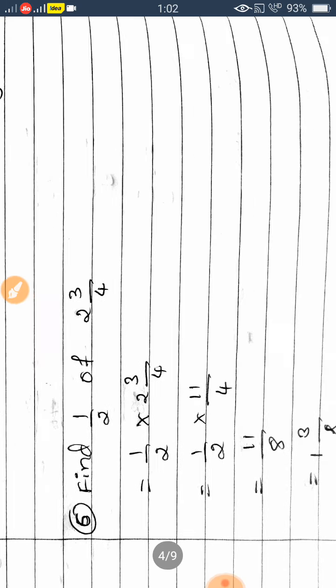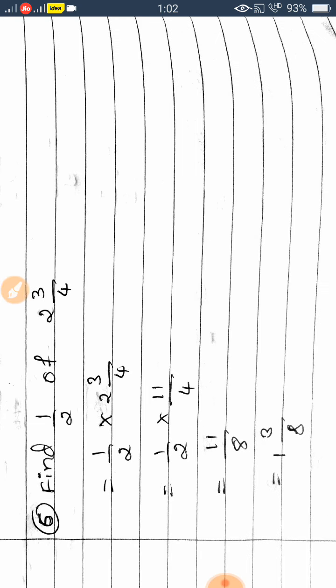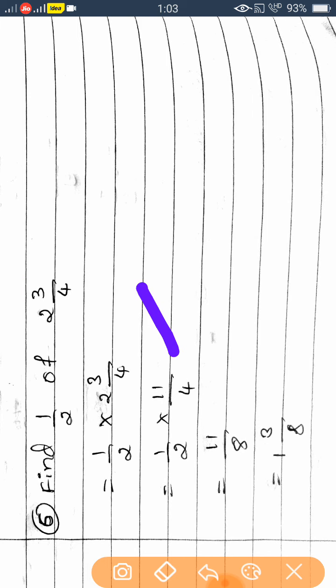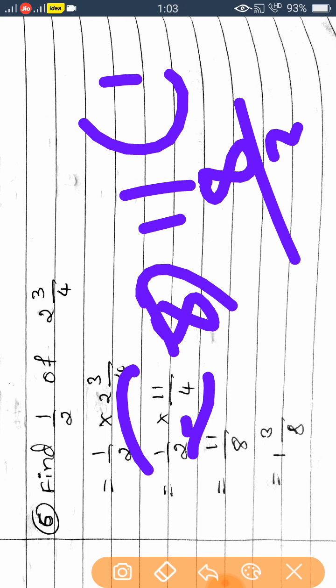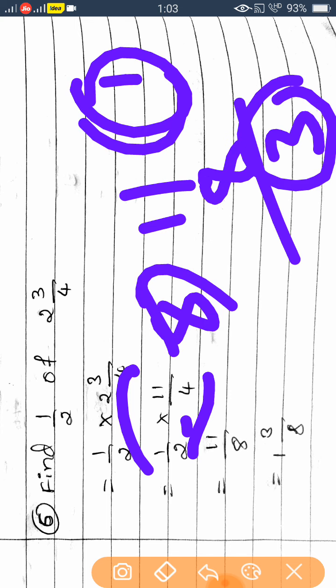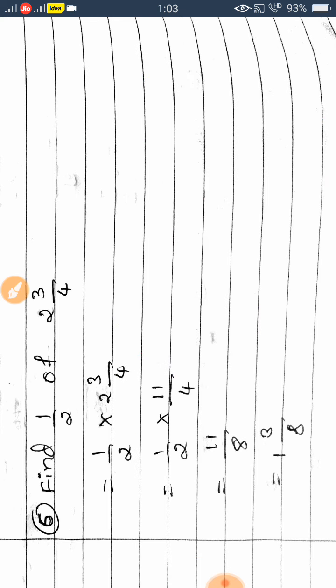So in the sixth question, find 1 by 2 of 2 and 3 by 4. 2 and 3 by 4 is a mixed fraction. I have converted it into an improper fraction as 11 by 4. You can check, 2 4s are 8 plus 3 is 11. So in place of 'of' I have written a multiplication sign. Then numerator to numerator, denominator to denominator: 11 by 8. 11 by 8, you can divide it. So 8 ones are 8. It is 3 remainder. So 3 in the numerator, 1 as the whole number and 8 in the denominator.